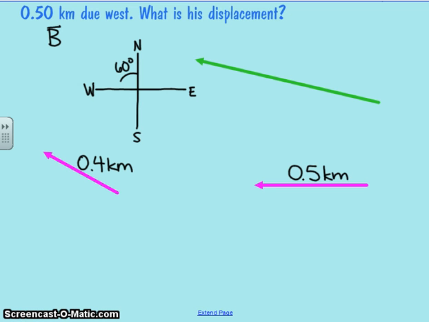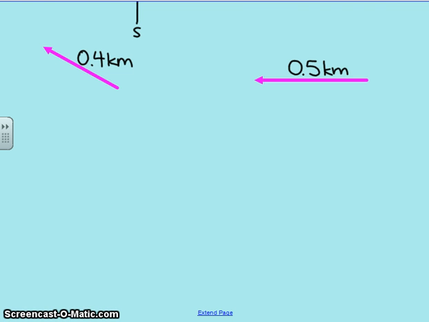You should be comfortable finding components by now. Again, with vector A, we know that the angle it makes with the vertical is 60 degrees. So if I draw its two components, and remember it's very important to draw these components with arrows, that's my y component, and that's my x component. To find the y component, I would use cosine.